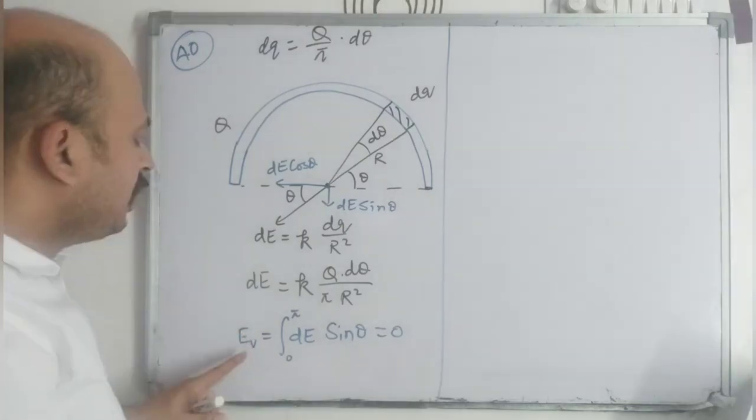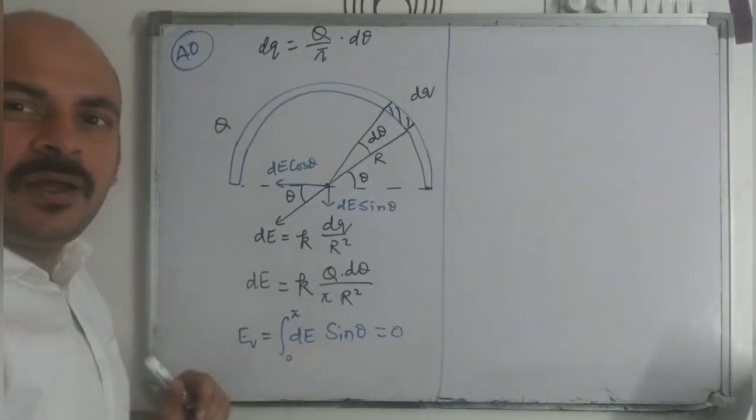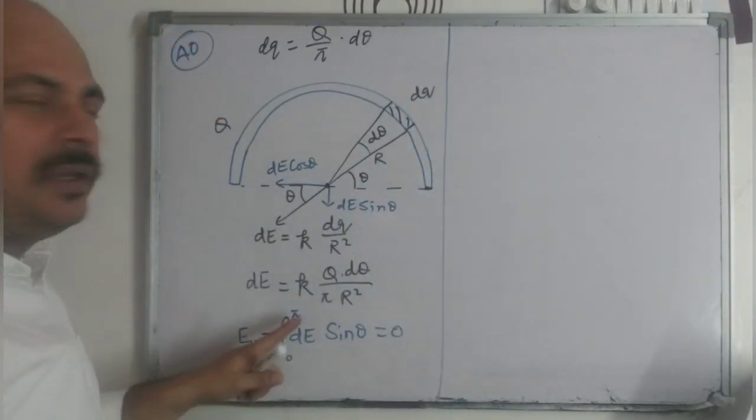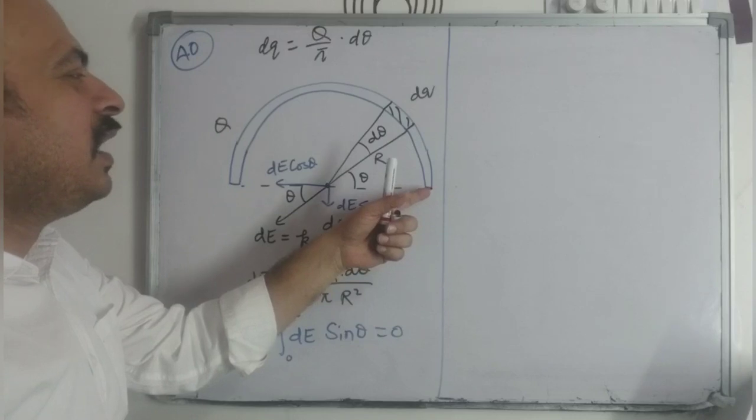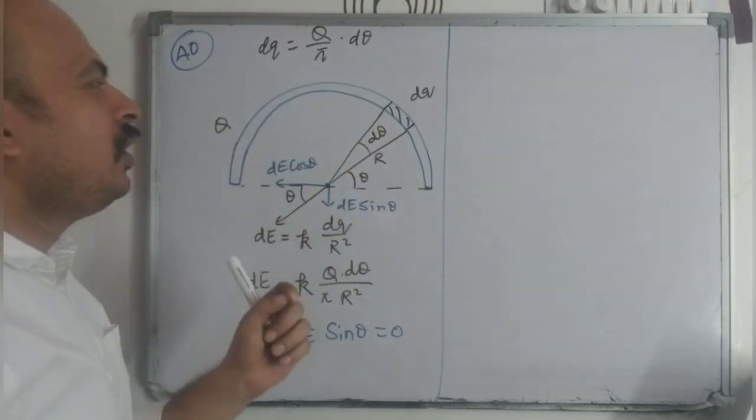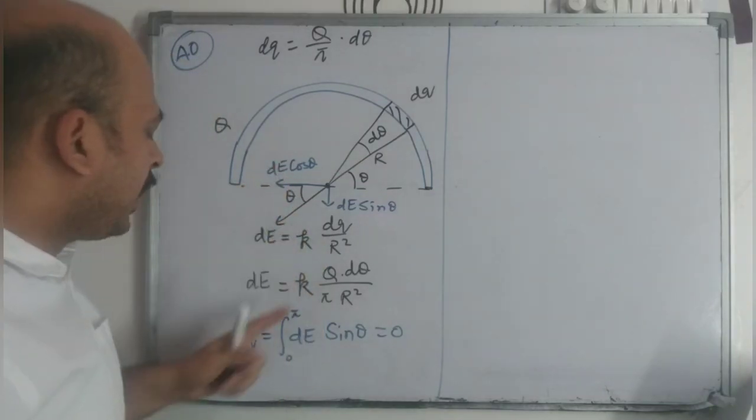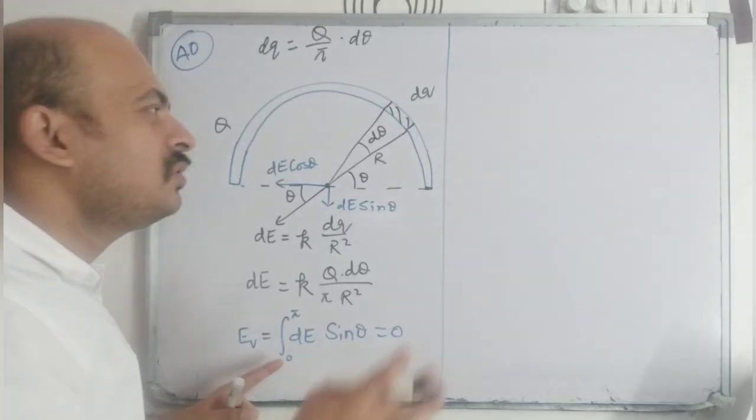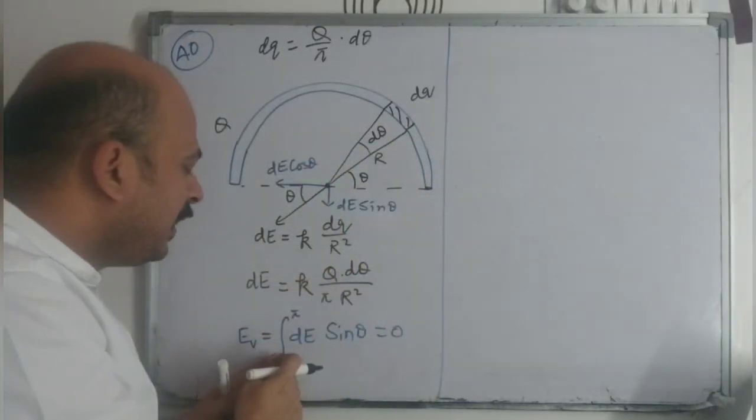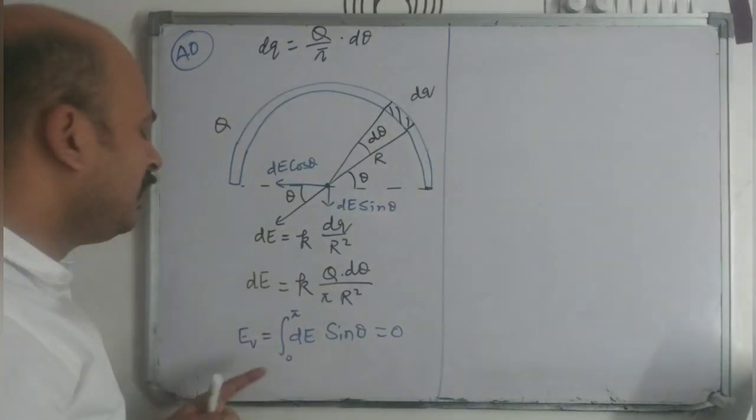Let us calculate the vertical component. E vertical is equal to integration of dE sin theta, and the limit will be from 0 to pi, because this arc varies from one end to the other end. If you want to calculate the electric field due to a small arc, then the angle may vary from 0 to some theta of the arc. You can also calculate from 0 to 90 degrees, so you only have to change the limit.